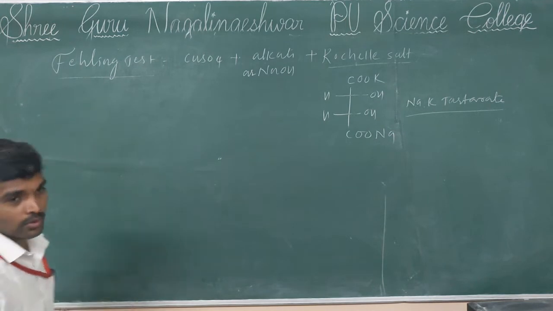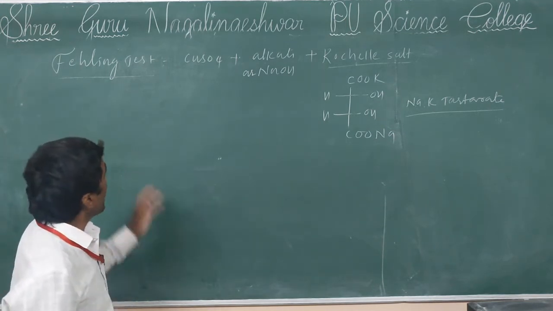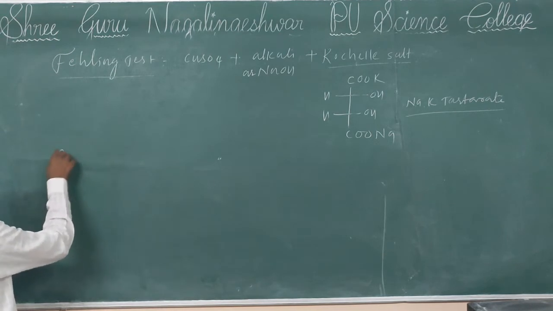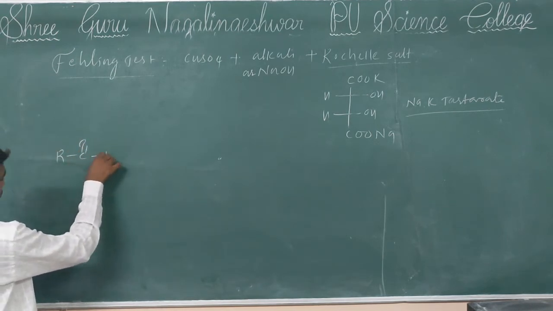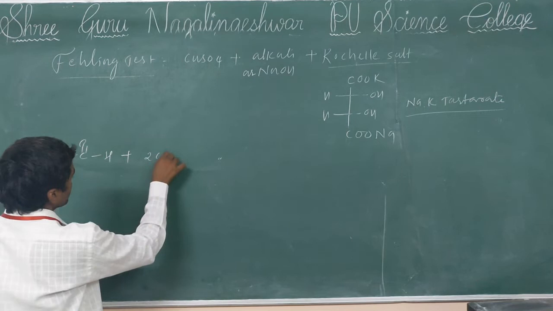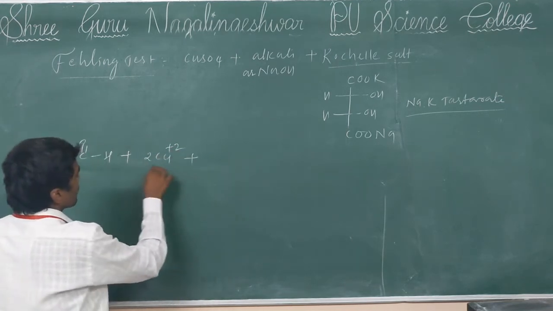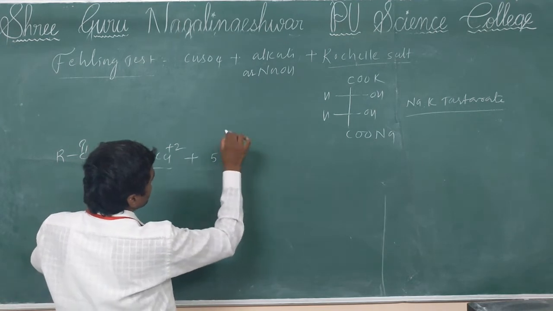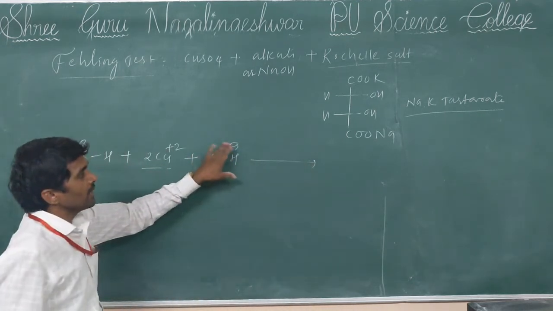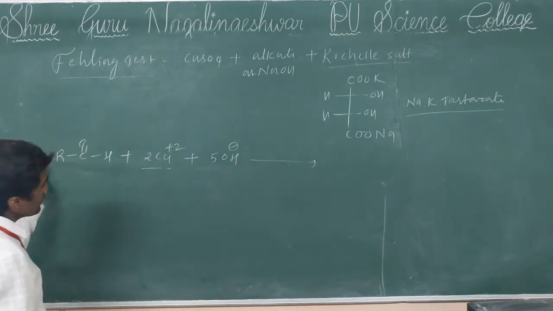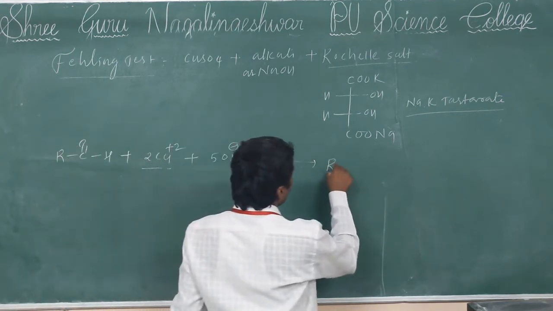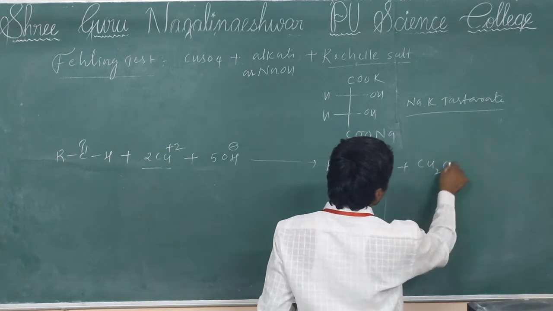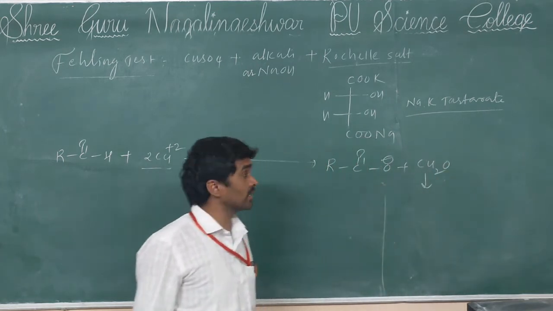So Fehling's solution also oxidizes the aldehydes. Now an example here, I am taking the aldehyde which reacts with copper sulfate and alkali in the presence of Rochelle salt. Then what happened, see here, aldehydes are converted to carboxylate ion, then formation of cuprous oxide. This is important.